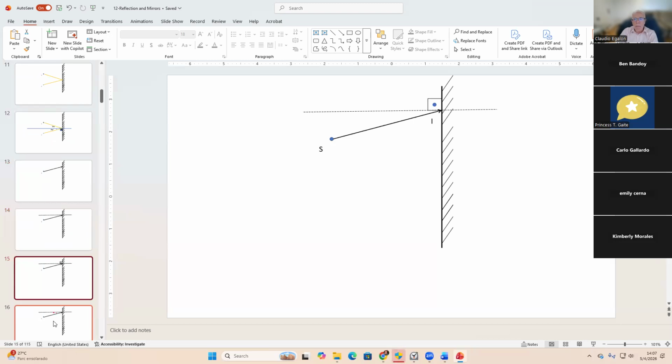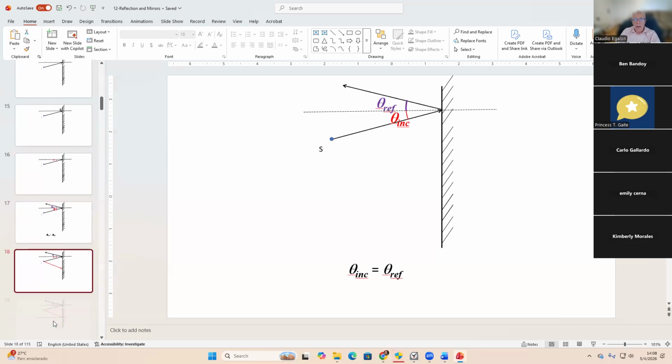Here you go. The normal to the surface is perpendicular, right, to the mirror. And this light ray is incident at this surface with an angle of incidence, theta incidence. This theta of incidence is measured with respect to the normal. And again, it's very simple to memorize this law of reflection. The angle of reflection is equal to the angle of incidence.